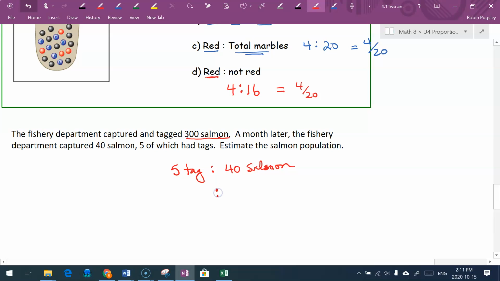Well, 300 salmon represent the tagged. That's how many we tagged, right? 5 salmon are tagged for every 40 we catch. So if there's 300 tagged out there, we could create an equivalent fraction. I'm just multiplying by 60. So my estimate is there's 2,400 salmon in the population, based on the number of tagged salmon I caught out of the total number of salmon I caught. So we used ratios to predict the population.